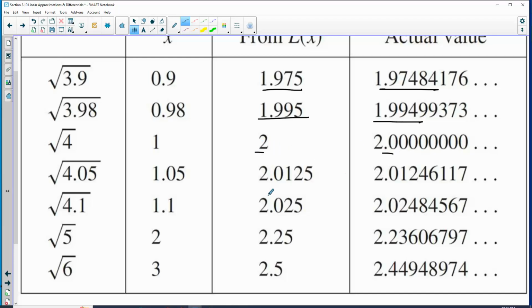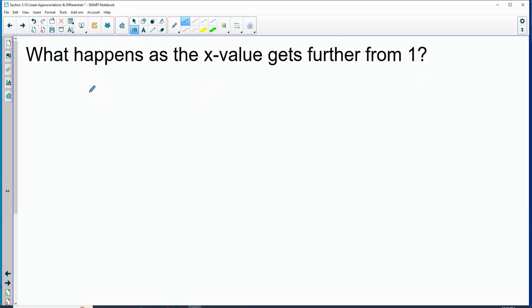2 obviously works out perfectly, and it goes the other direction. So we can see here, like at 6, it is further off. The further you get away from when x is 1, the less accurate your approximations will be. Is that okay with everyone? As x gets further from 1, the estimate gets less accurate, or gets further from the true value.